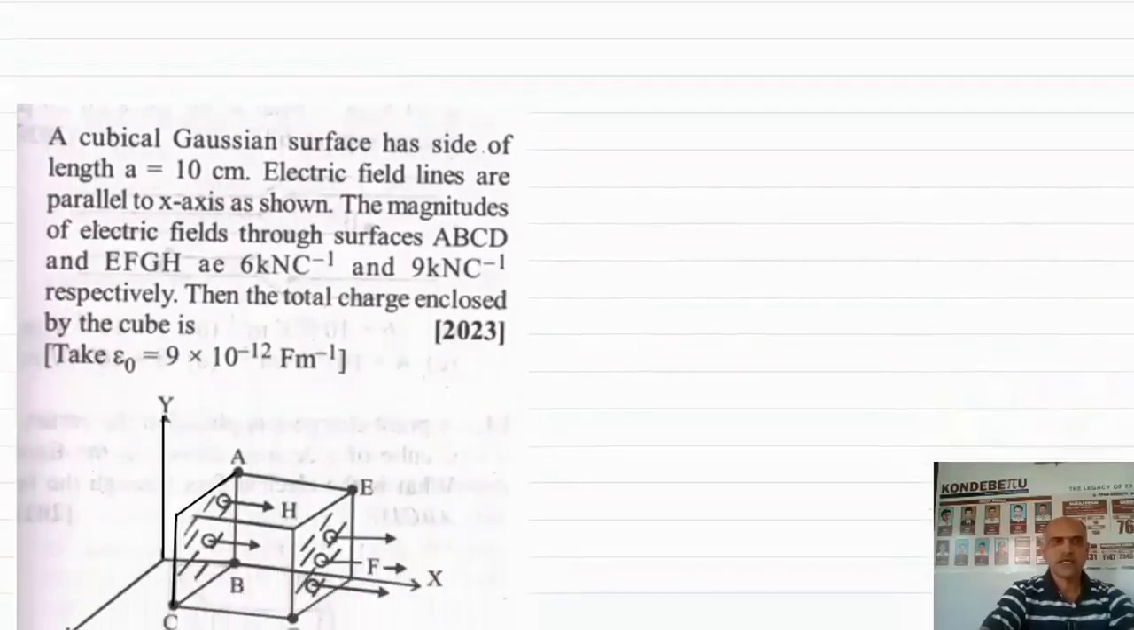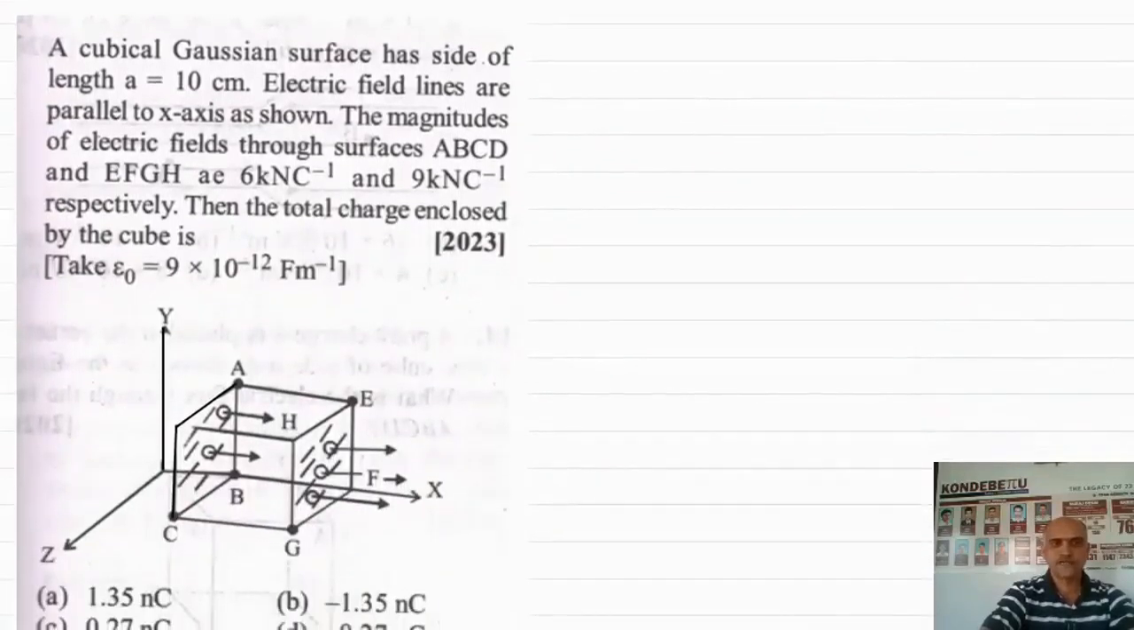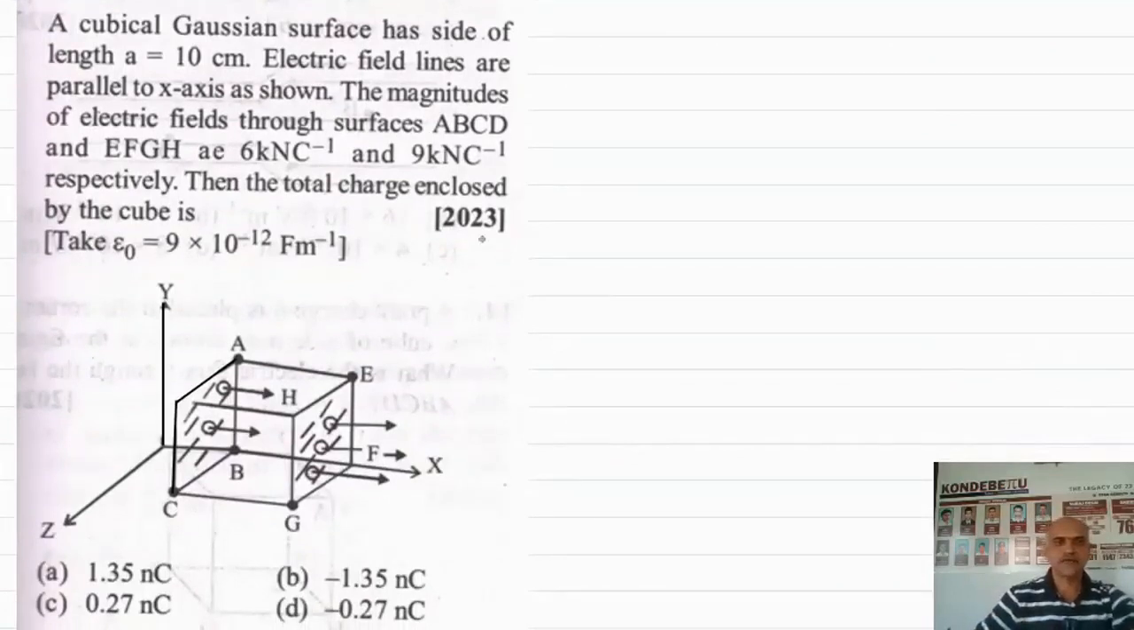A cubical Gaussian surface has a side of length 10 centimeters. So side length is 10 centimeters. Electric field lines are parallel to the x-axis as shown. So in the figure, if you see, the electric field is parallel to the x-axis. The magnitudes of electric field through surfaces A, B, C, D and E, F, G, H are 6 kilonewton per coulomb and 9 kilonewton per coulomb.